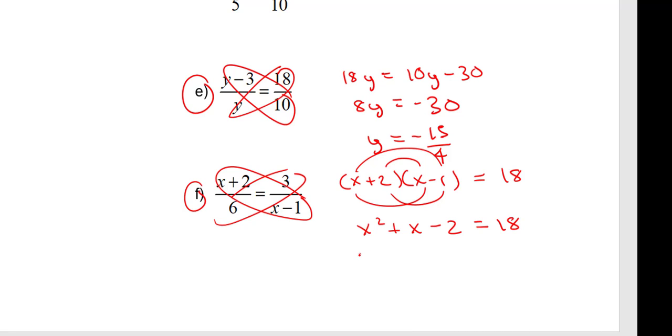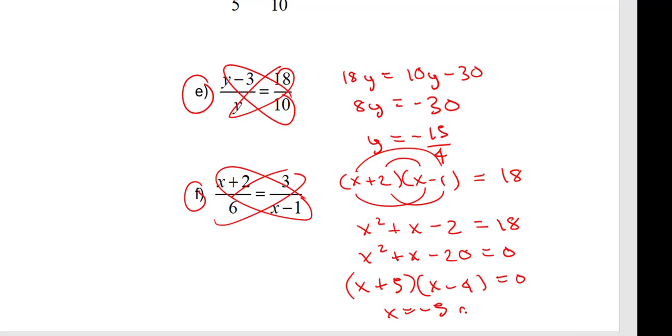Subtract 18 from both sides. x squared plus x minus 20 equals 0. Factor it: x plus 5, x minus 4 equals 0. Hopefully you're following along okay. Zero product property, x is equal to negative 5 or positive 4.